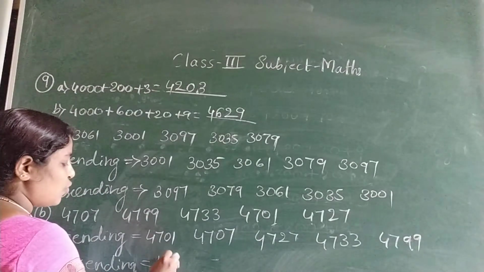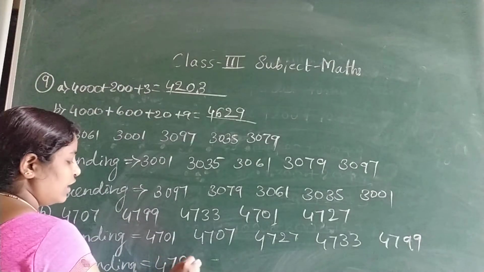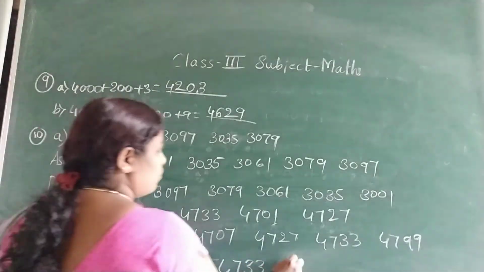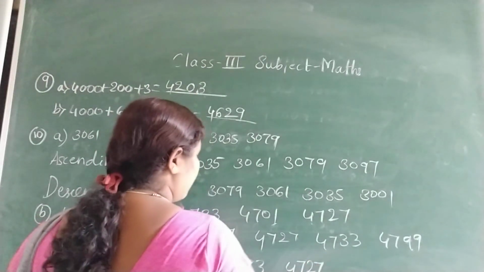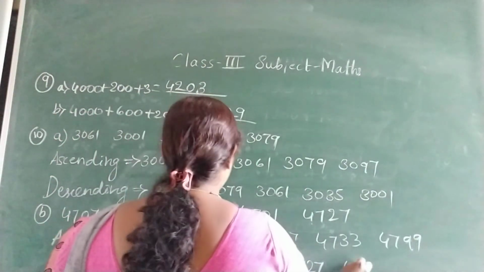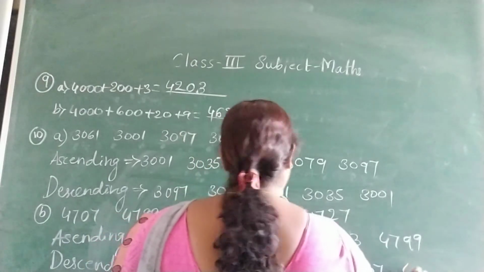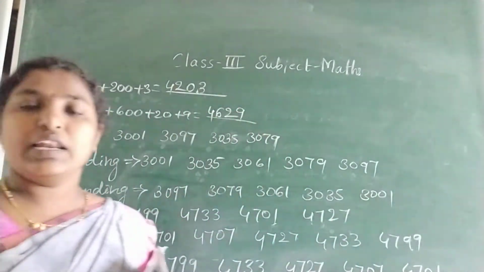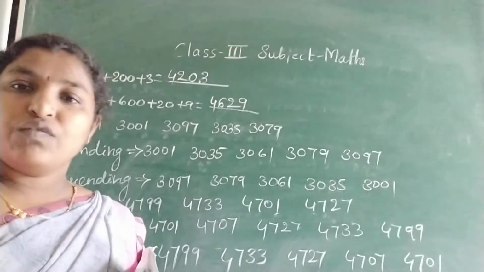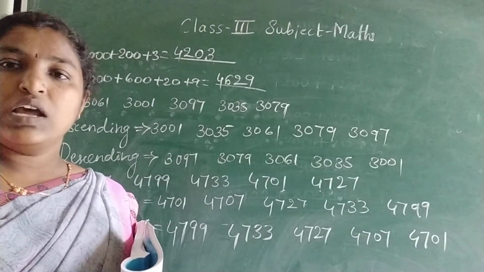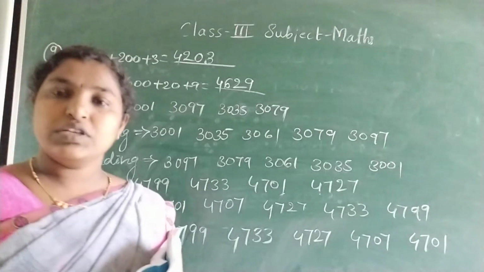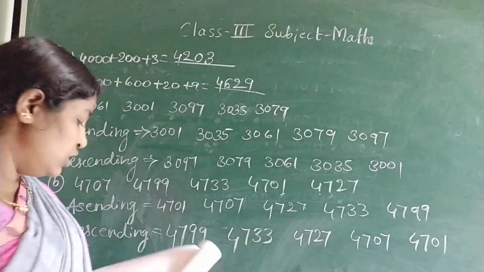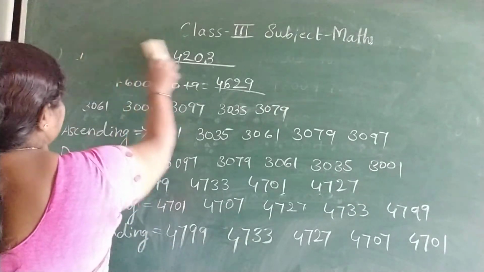So biggest to smallest. 4,799, 4,733, 4,727. Next 4,707, 4,701. So ascending means writing numbers from smallest to the biggest, and descending means writing numbers from biggest to the smallest. I hope you understood. And let's go for next question.